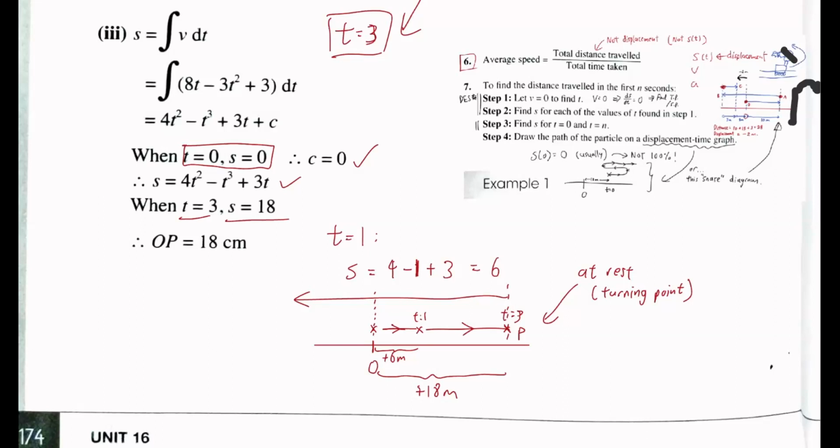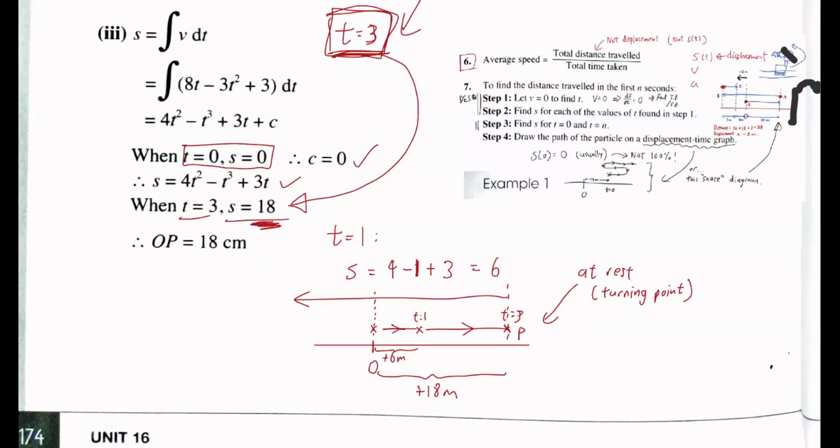Just now we found s, and then we substituted t equals 3 to get s equals 18. That's actually step 2. We found the s for each of the values of t found in step 1. But coincidentally, the t found in step 1 is just a single value, t equals 3, which we have substituted in over here to get our s equals 18. That's for step 2 only.